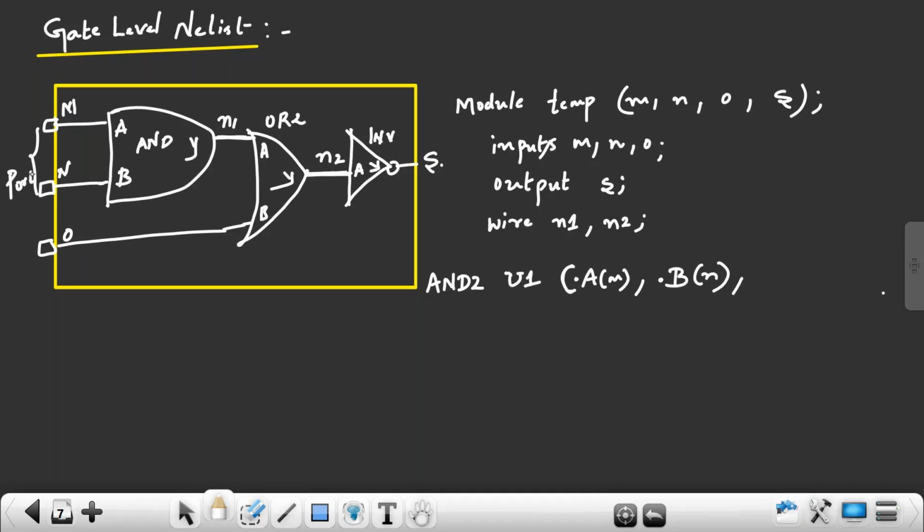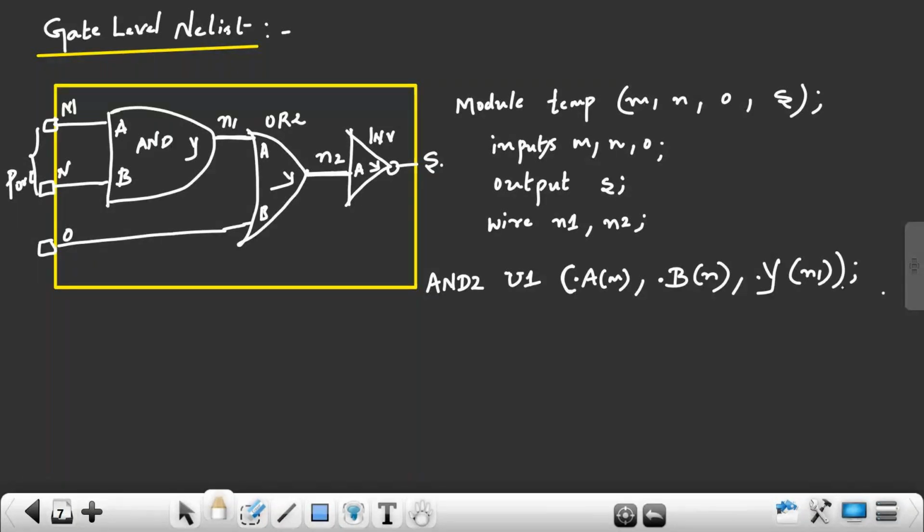And this is called as what? Pins. Input and output of cell is called as what? Pins. But for complete design is called as what? Port. So here M, N, O and S is called as ports. But A, B, Y is called as what? Pins. So your Y pin where it is connecting? So next I have dot Y. This AND gate Y pin where it is connecting? It's connecting to which net? N1 net.